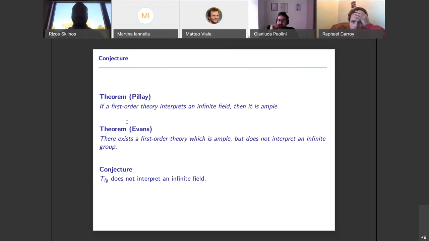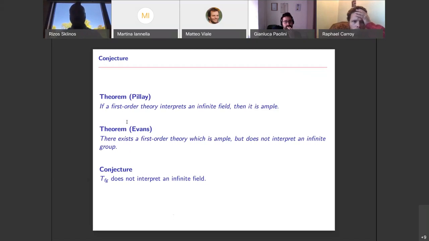Although there was before an example by Evans, who found a first order theory which is ample, but forking actually is not trivial in his theory, it does not even interpret a group.